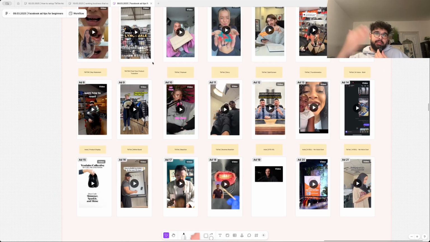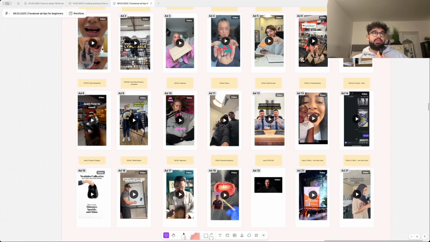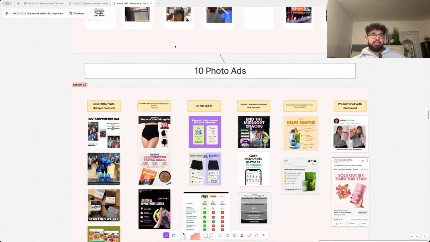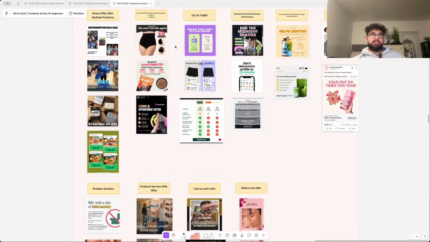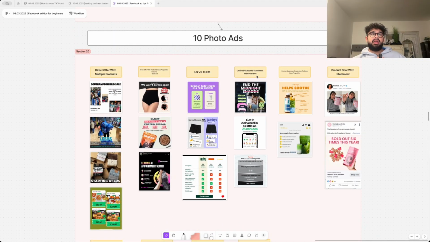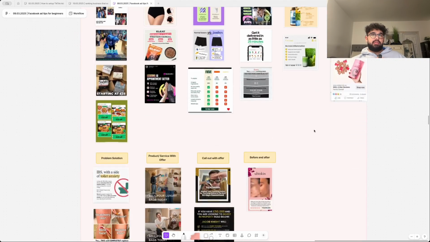How can I show this message from a different angle? It's like I'm saying the same thing, but if I change this person 5 different times, maybe someone who's more relatable in that ad, they're more likely to convert. That's the job of a creative. How can I say this in a different way? And now I've also got 10 photo ads here. So you can literally just copy these photo ads. Again, us versus them, outcomes, product with statement, and so forth.